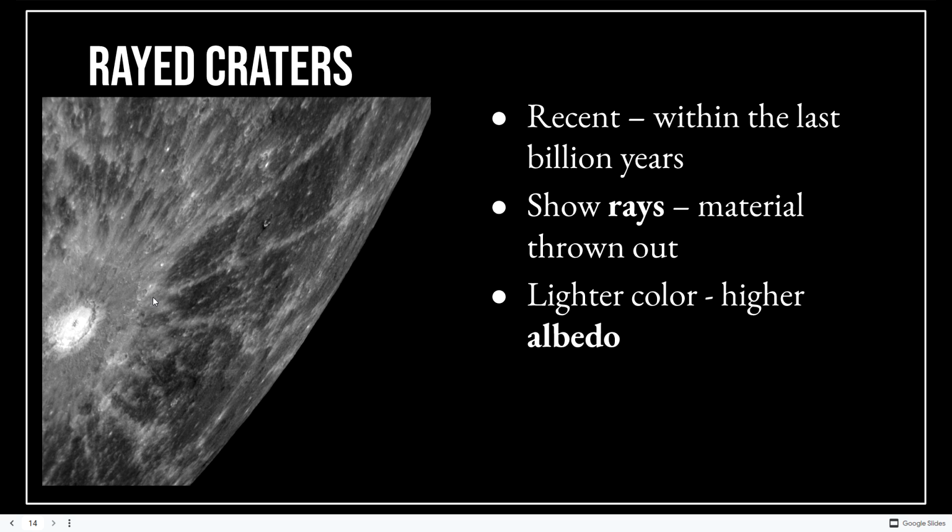The rays are material that's being thrown out past the ejecta field, and they're going to be lighter in color because they're younger. So they'll have a higher albedo because they'll reflect more light. And we know they're younger because they don't have all of the additional impact craters on top of them yet that most of the others do.